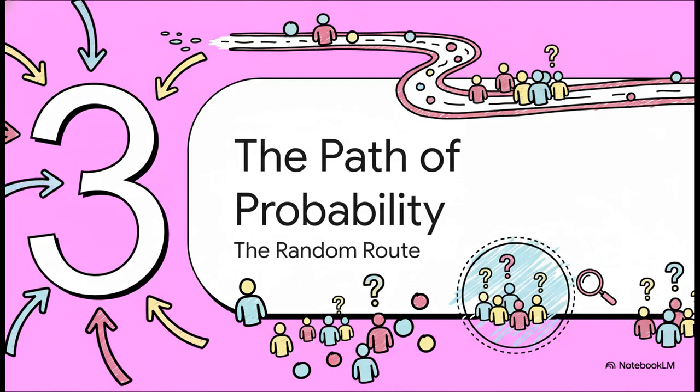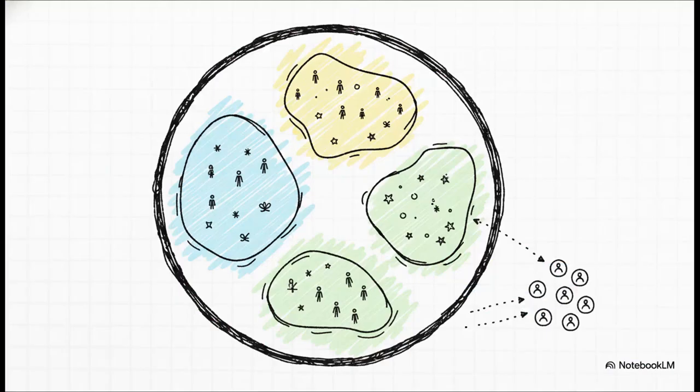The big rule here, the golden rule really, is that every single person in your population has a known, real chance of being picked. It's all about randomness. And that is the secret sauce that lets you make those big statistical claims about the entire population. But this isn't just pulling names out of a hat. It's what I like to call smart random.